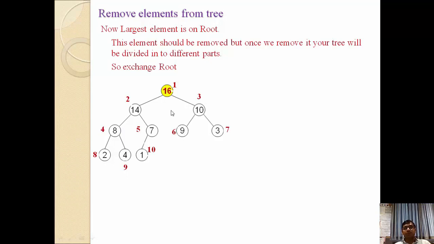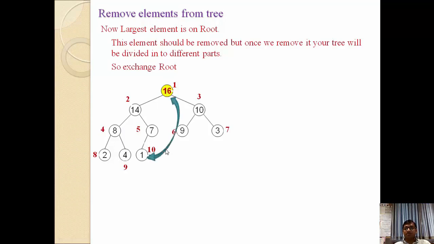So what we need to do is perform the exchange root operation. In the exchange root operation, we have to swap the root node with any other node, so that your tree will not be divided into different parts. So we have to swap with the last element, right? Our last element is the 10th element and the value is 1. When we swap 16 with 1, at that time we can easily remove 16.